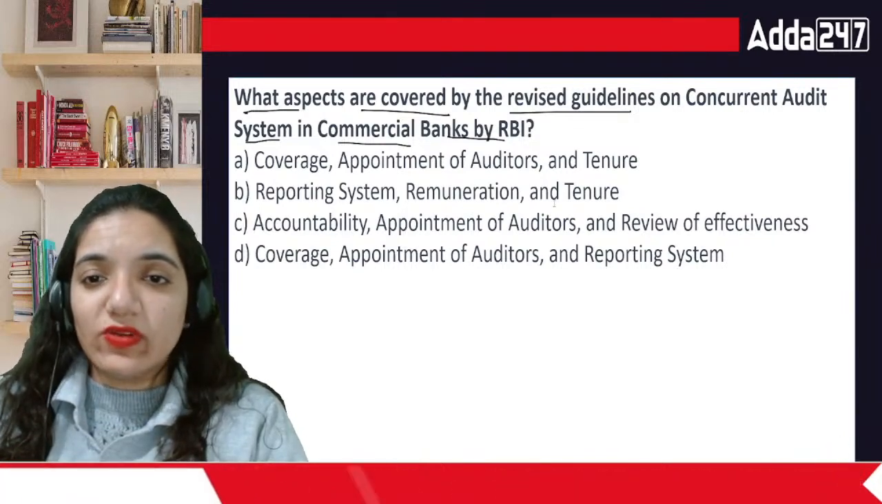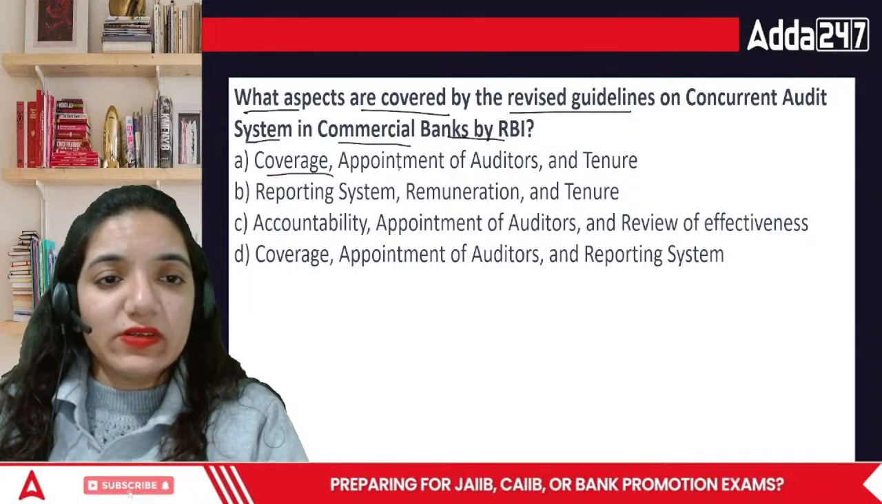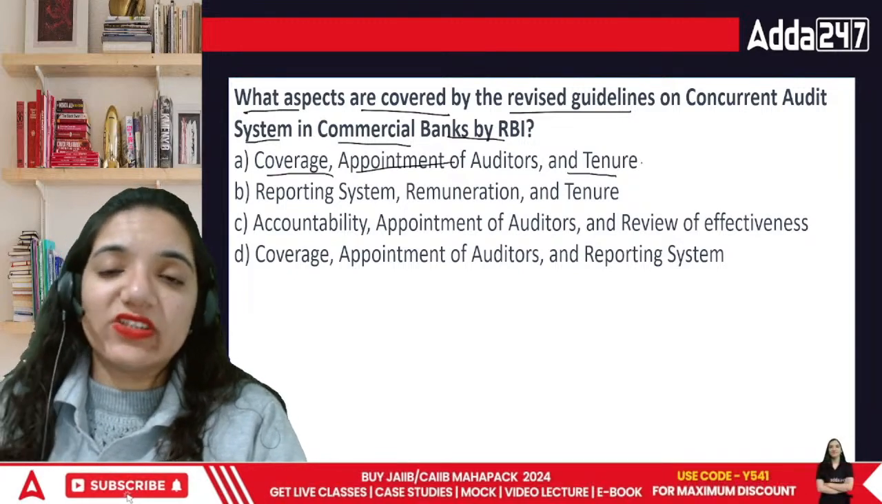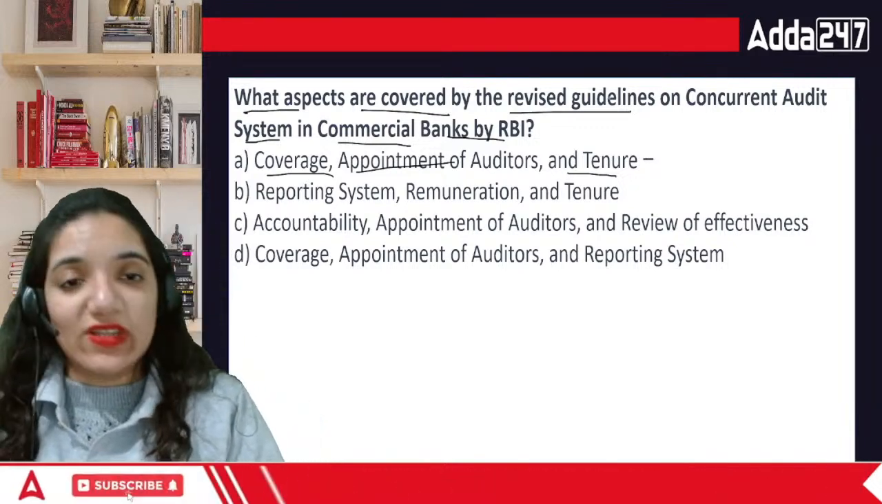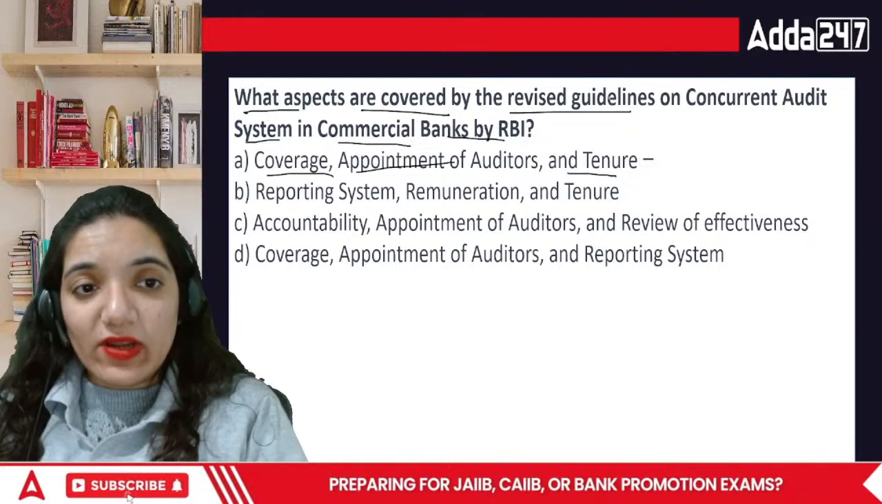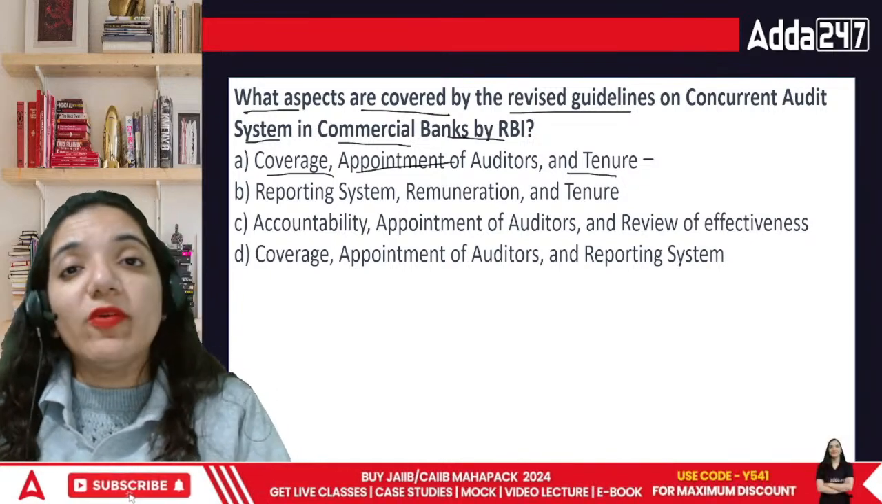The correct answer is going to be coverage, appointment of auditors, as well as tenure. Tenure is the time period for which a particular person is basically chosen as an auditor. Then how are we appointing the entire people there, and how do we cover it? What is the coverage? Scope of audit.